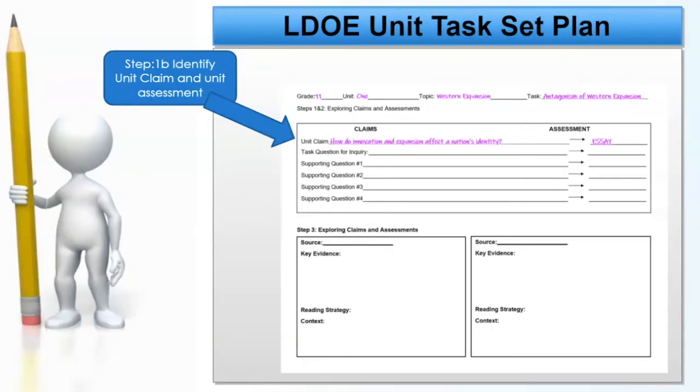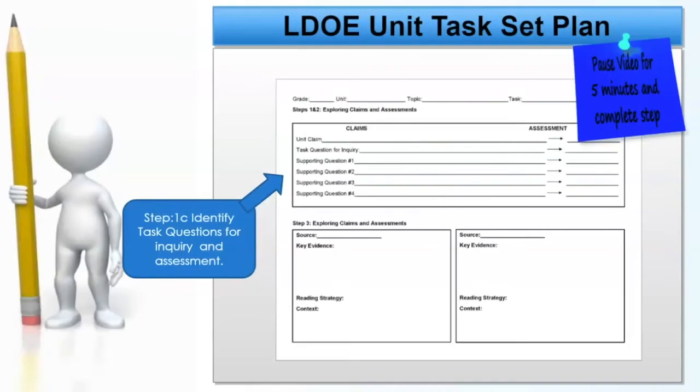After reading, we will find that the unit claim is how do innovation and expansion affect a nation's identity. The state suggested to assess this, you can use an essay. Step 1C is to identify task questions for inquiry and assessment.